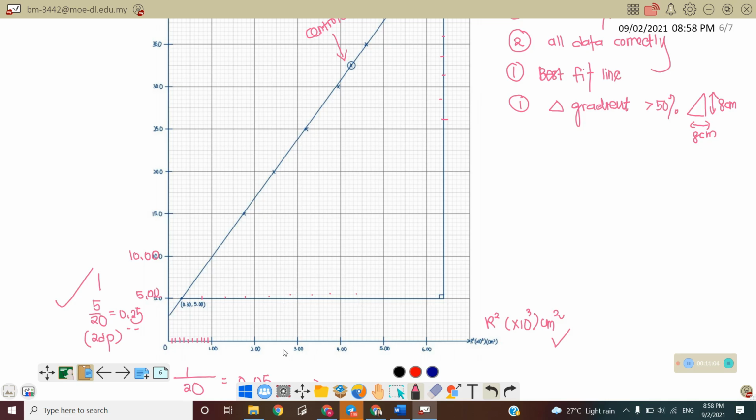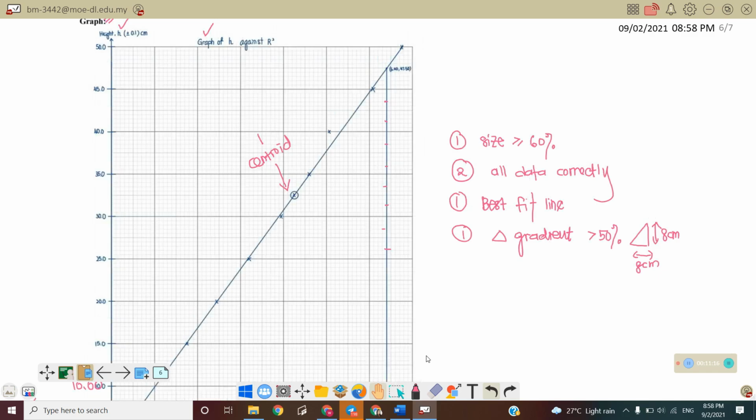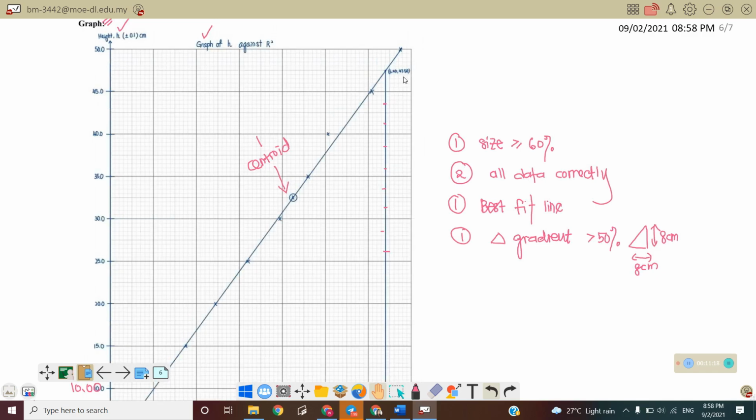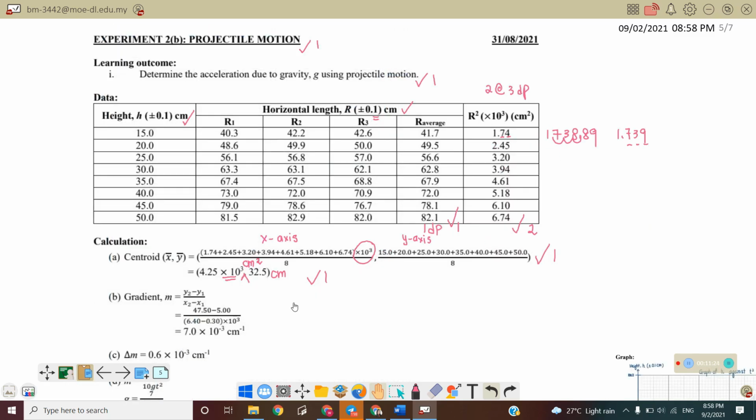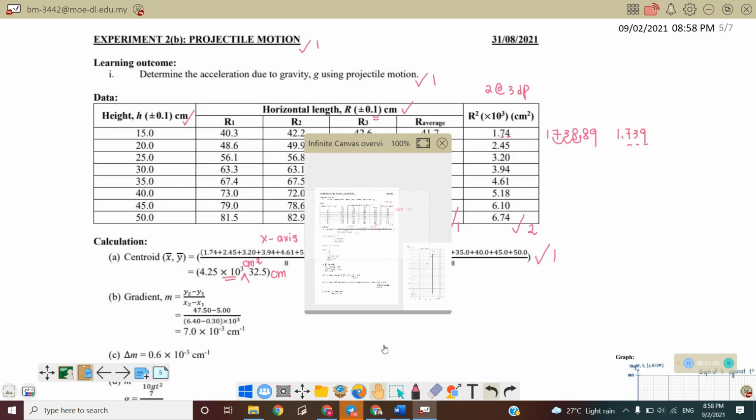Okay, next one. Based on the gradient, the plotting points are 0.30 and 5, and here our y2 is 47.5 and x2 is 6. Okay, so we go back to the calculation part, then you substitute here.